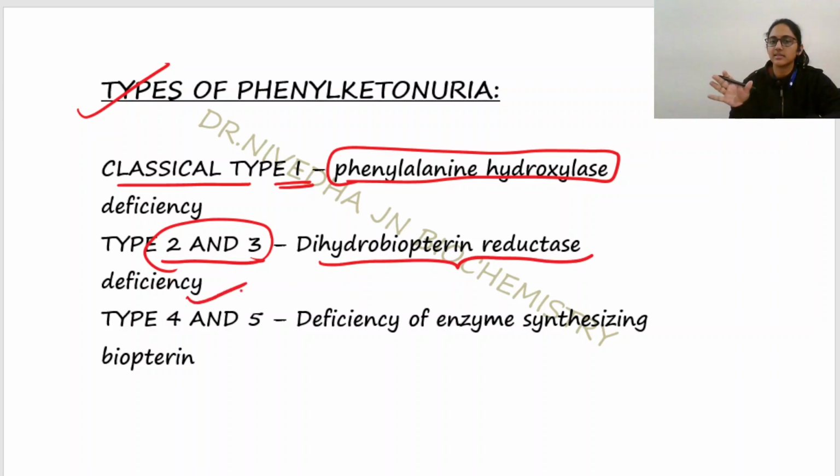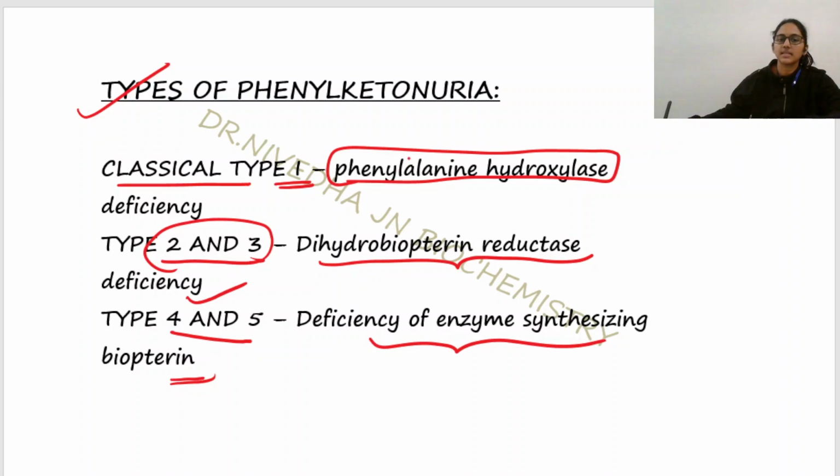Dihydrobiopterin reductase is essential for regenerating tetrahydrobiopterin. So if this enzyme is defective, it will lead to phenylketonuria. Then there are types 4 and 5, which are due to deficiency of the enzyme synthesizing biopterin. Because we need tetrahydrobiopterin, if the biopterin synthesizing enzyme is deficient, even that will lead to phenylketonuria. So the severe form is the classical form, which is phenylalanine hydroxylase deficiency.